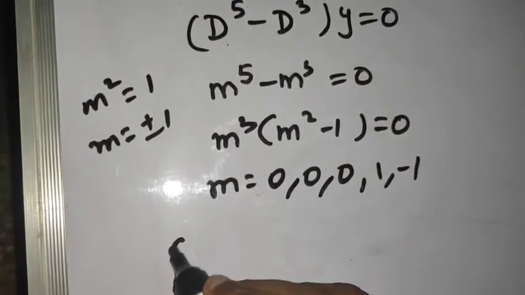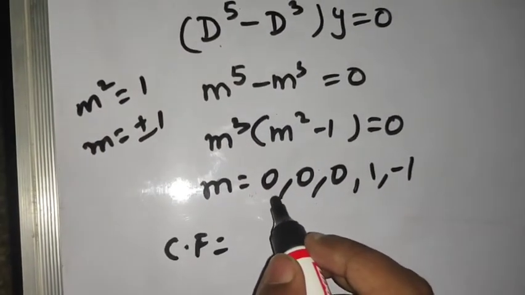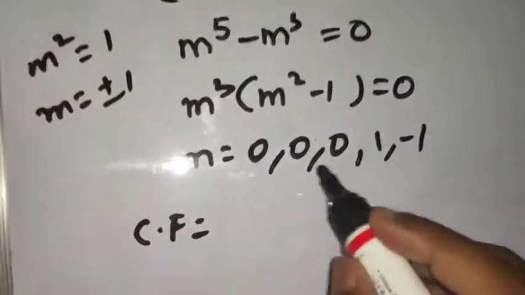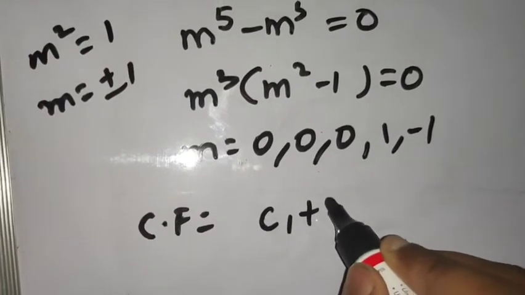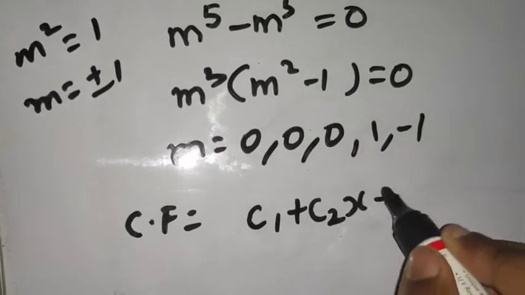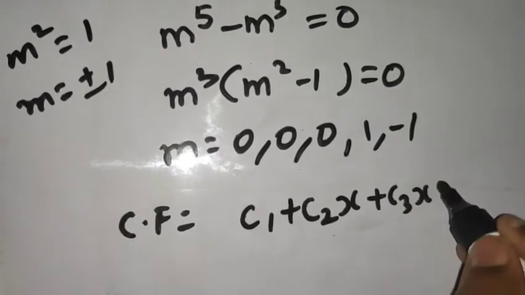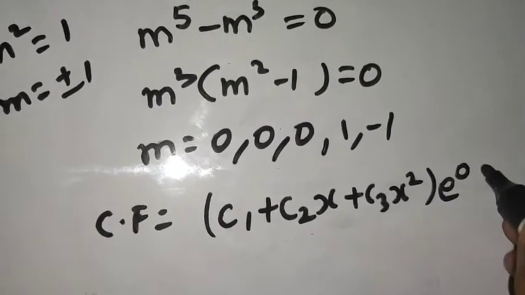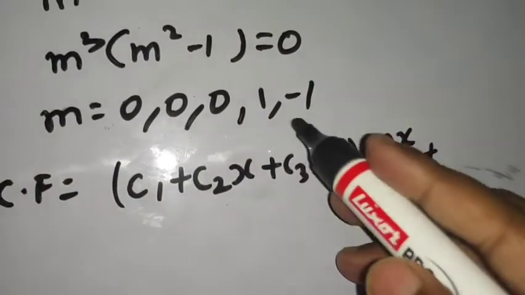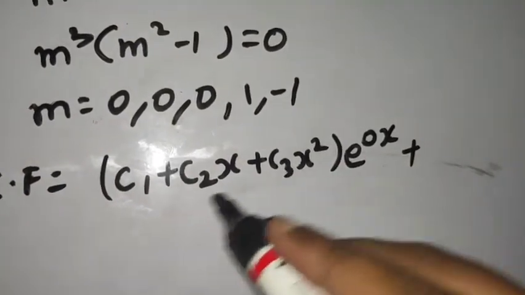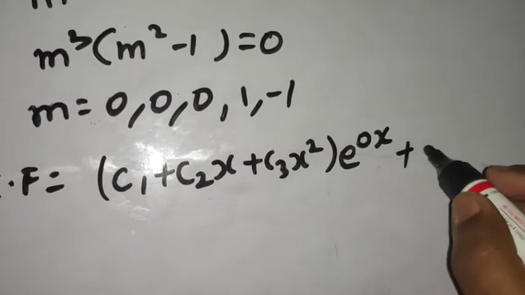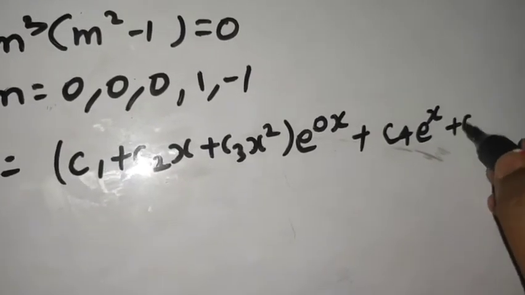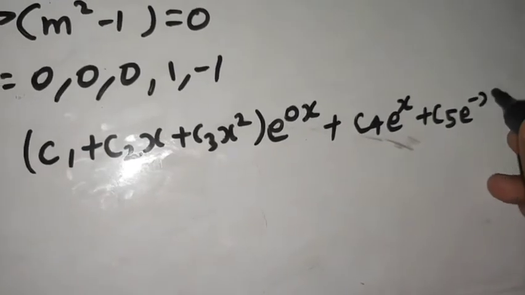So how to write the complementary function in this case? These are 3 equal roots. For equal roots, you write c1 plus c2 into x, c3 into x square, with e power whatever is m, so e power 0x. And for the other real and distinct roots, we have come till c3, so you write c4 e power 1x plus c5 e power minus 1x.